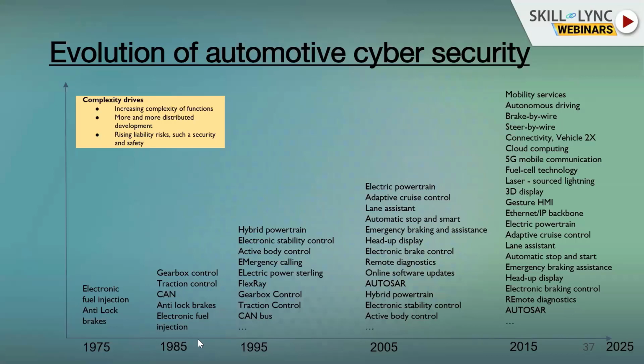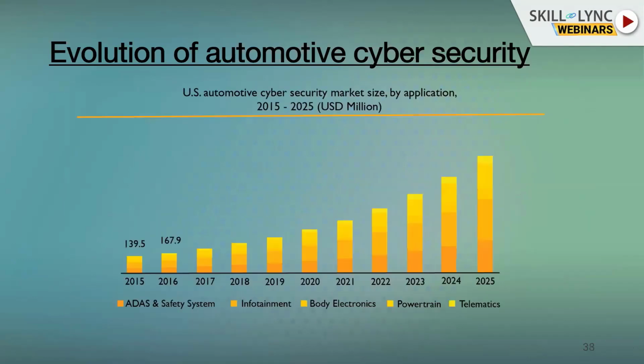In terms of timeline, from 1975 to the future, 2025, if you see, the electronic fuel injection system was there, anti-locking brakes were there, and these functionalities keep increasing. You can see how the list increases with time, and this list is going to increase more. This is just to show you how functionalities are growing with time, and in the upcoming time there will be more functionalities.